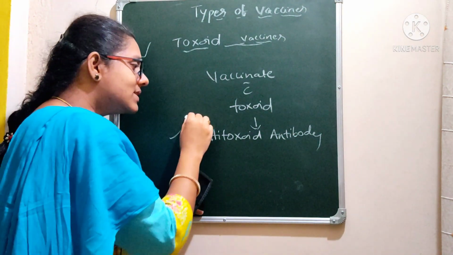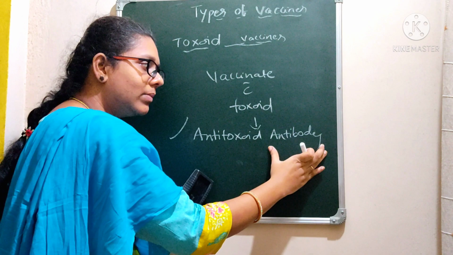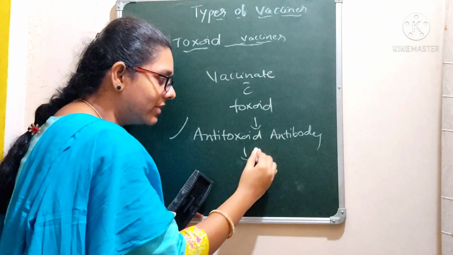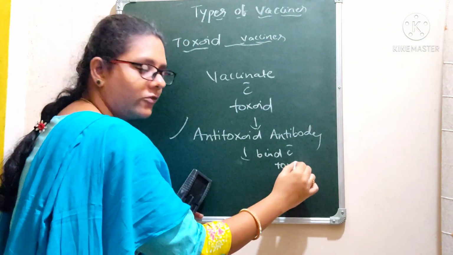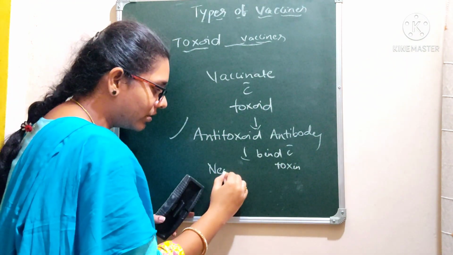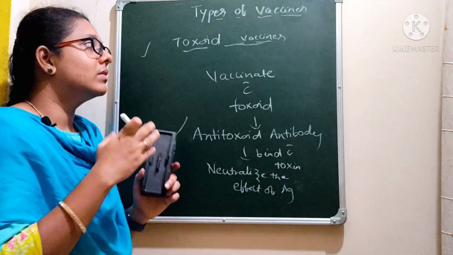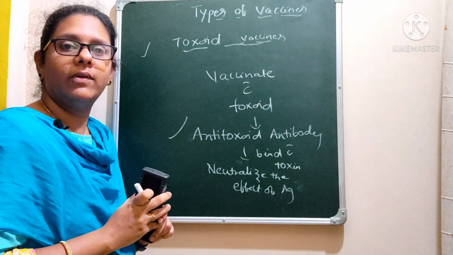Now, what will these anti-toxoid antibodies do? These anti-toxoid antibodies will go and bind with the toxin. Finally, what happens? These antibodies are going to neutralize the effect of the antigen. This is how we prepare toxoid vaccines.